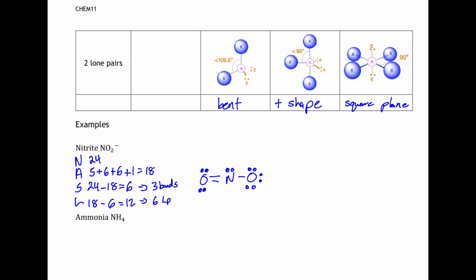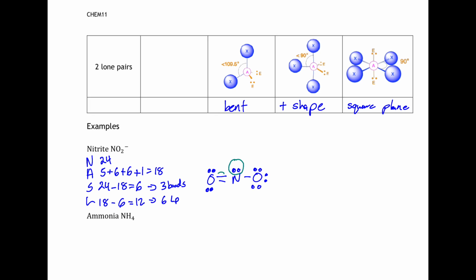So now we've got to figure out how many things are around my center atom, right? How many groups are there around the center atom? 3. There are 3 groups. We have 1 group for the lone pair. We have 1 group for this double bond. And we have 1 group for this single bond. There are 3 groups around this element. So that's how we're going to figure out this shape now.